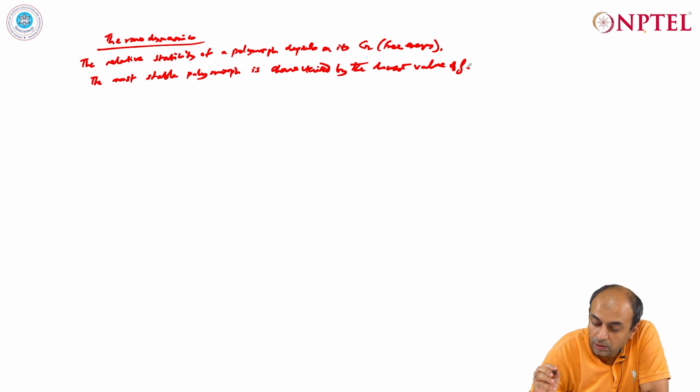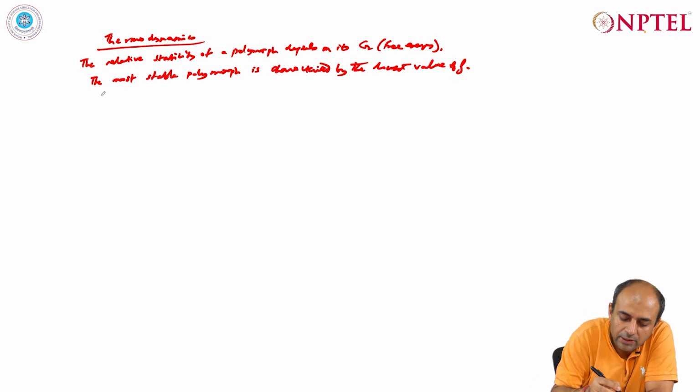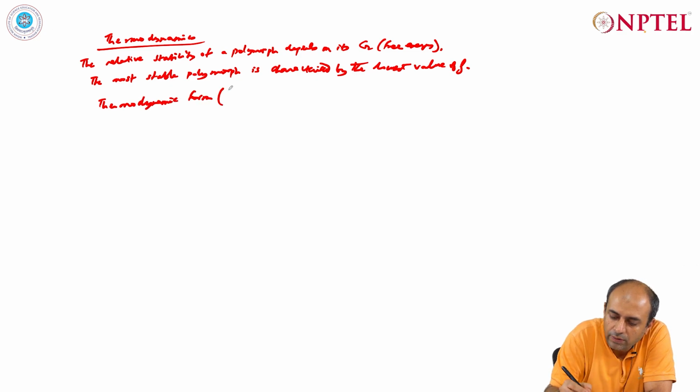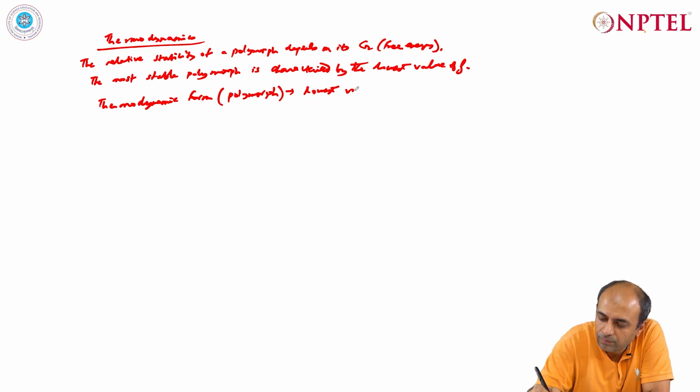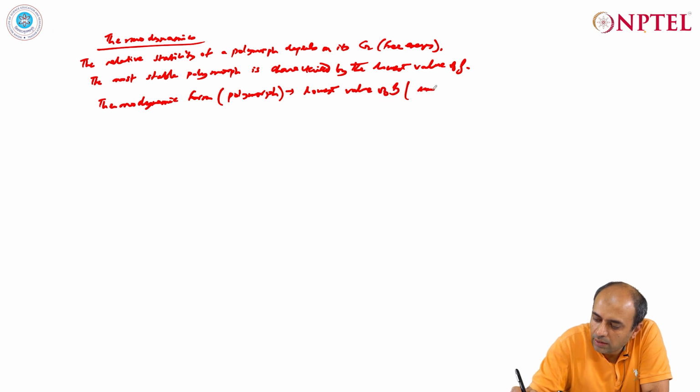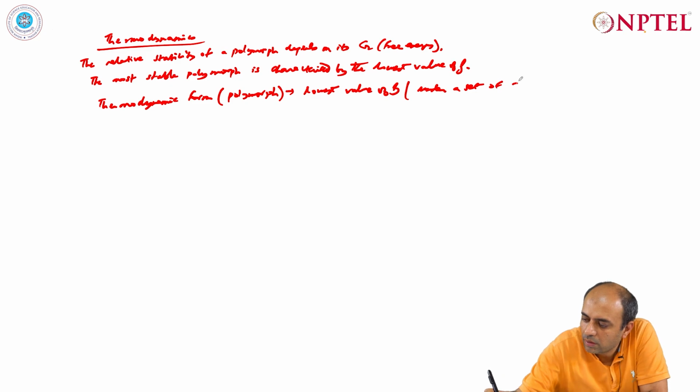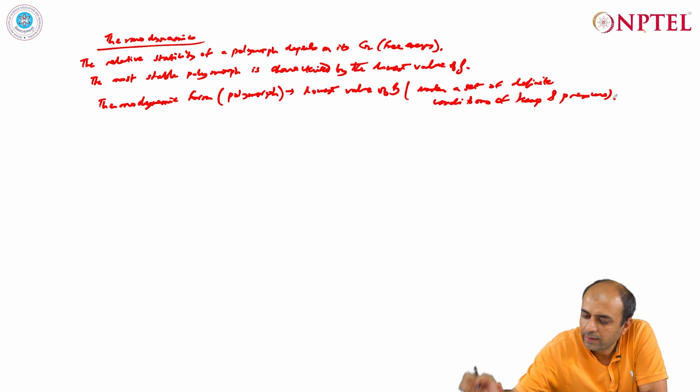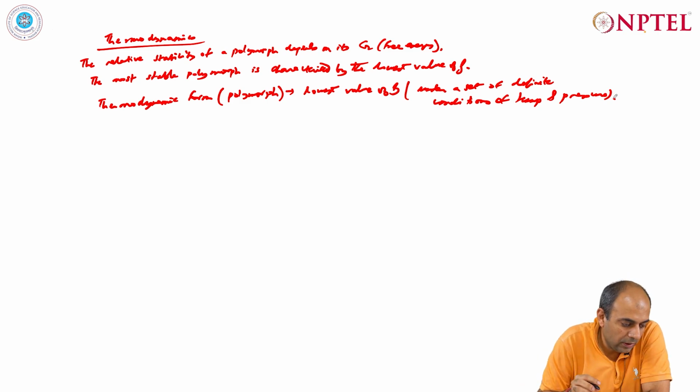And so under a particular set of conditions, that is at a given temperature and pressure, the polymorph which has got the lowest Gibbs free energy value is the most stable polymorph, and such a polymorph is referred to as the thermodynamic form, or we can say the thermodynamic polymorph, that is characterized by the lowest value of G under a set of definite conditions of temperature and pressure. So we refer to this as the thermodynamic form.